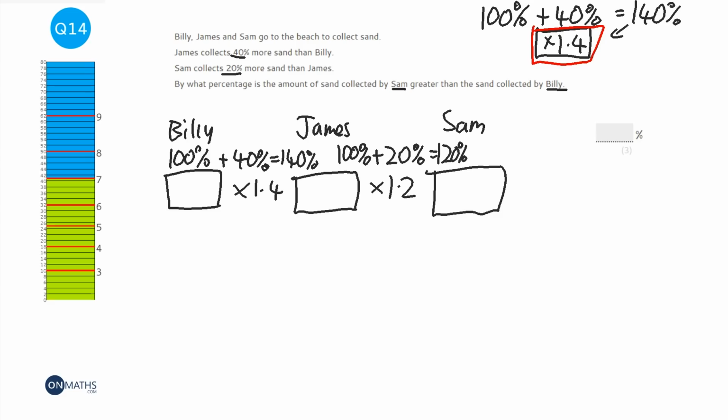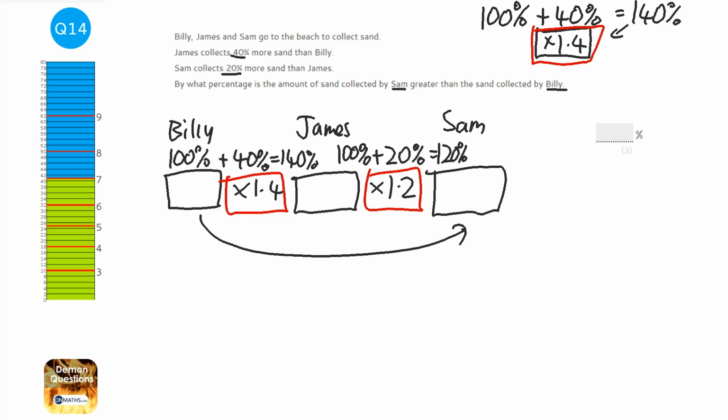Now the problem is we don't know what the amount is, but we do know what we're going to do to it. We're going to times 1.4, then times 1.2. So if we get our calculator, or if it's a non-calculator paper, then you have to do this the long way. And I type in 1.4 times 1.2. And that will tell me in total what I'm timesing Billy's by to get straight to Sam's. The answer to that is 1.68. Now that's as a decimal. If I convert that back into a percentage, that means if Billy has 100%, Sam has 168%. So therefore, Sam has 68% more than Billy.